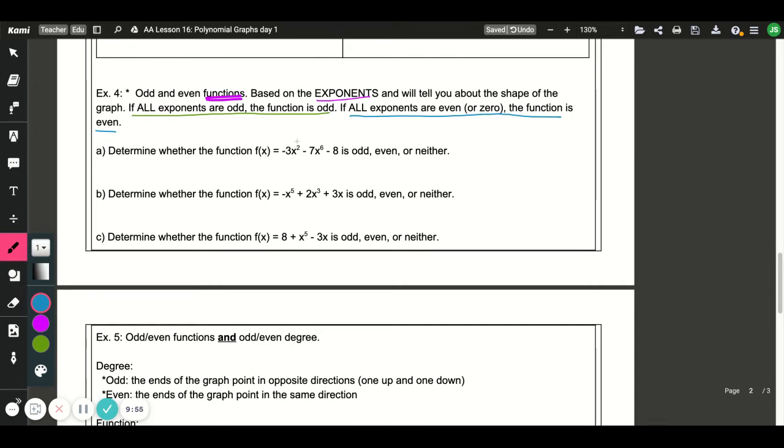So for example, A, that's an even, right? The 2 is even, 6 is even, and 8 is a constant. The exponent would be 0, x to the 0. So even, and an exponent of 0. That means that this is even. Every exponent is either even or 0. For B, 5 is odd, 3 is odd. The exponent for x is 1. If it's not written there, it's automatically a 1. 1 is odd. So every one of those exponents is odd. That means that the function is odd.